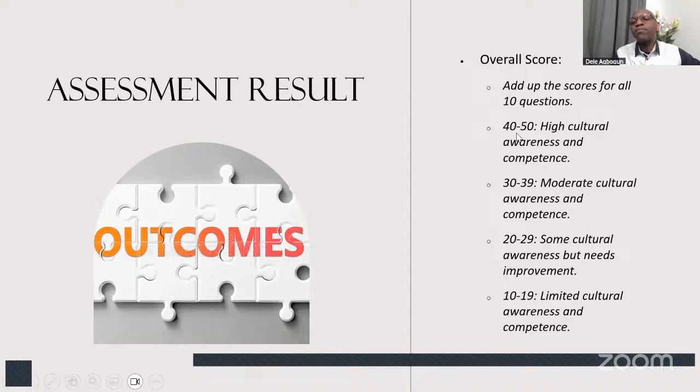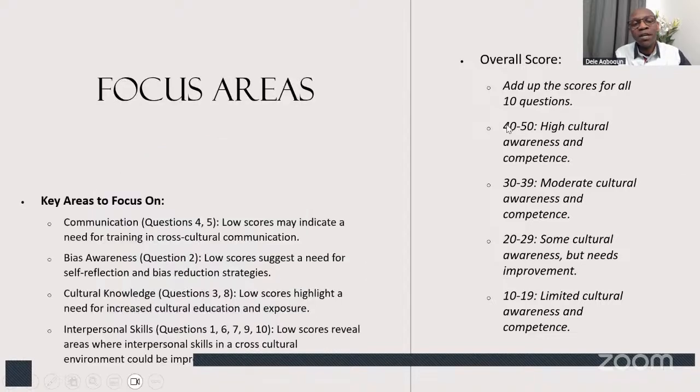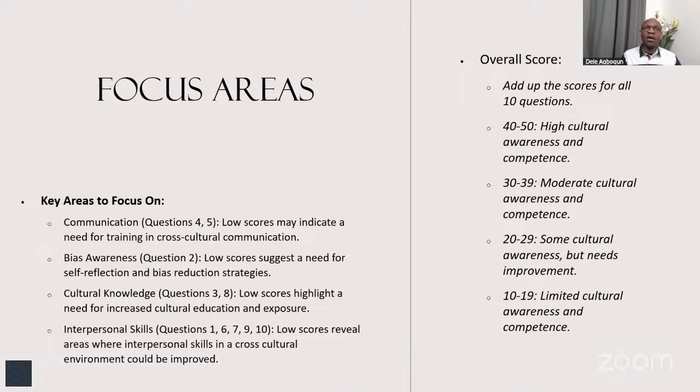When you add up this, if you check my right column here, 40 to 50 is about high cultural awareness and competence. If your total is within that range, it means you are culturally aware and you have cultural competence. Now, this will be linked to the next slide by the time we get there. And I'll be talking about the key areas to focus on, which is towards the left side of your screen.